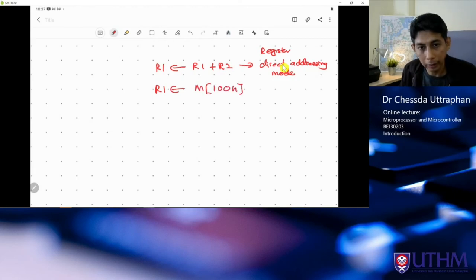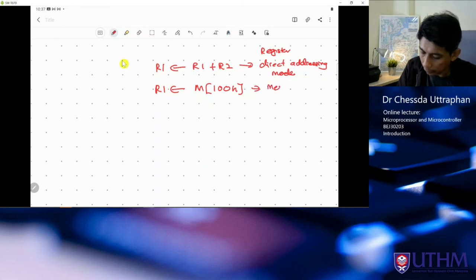But if we do this, right, remember, this is memory, accessing the memory. It means that we receive the data from the memory location 100H and send to R1. So this we call memory direct addressing.